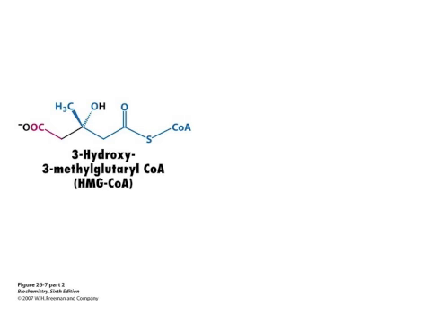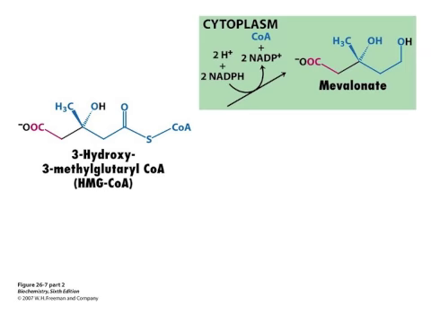Now, in the cytosol, 3-hydroxy-3-methylglutaryl-CoA is an intermediate in cholesterol synthesis that is going to be reduced in a series of reactions to yield mevalonate. And the electron carrier in this case is NADPH. And so what we're left with are 2 molecules of NADP+, coenzyme A, and the 6-carbon intermediate mevalonate.